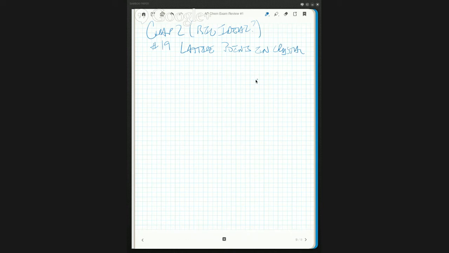So, lattice points in crystals of xenon and xenon difluoride. When you look at this, I would strongly encourage you to write down the things that you know. We know that this is a nonmetal. We know that this is a noble gas. It's very large, and we'll leave it at that.